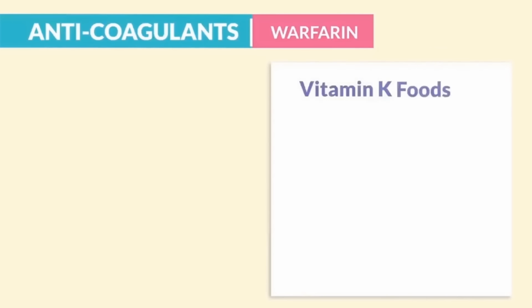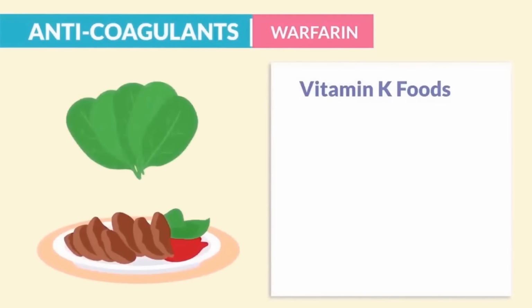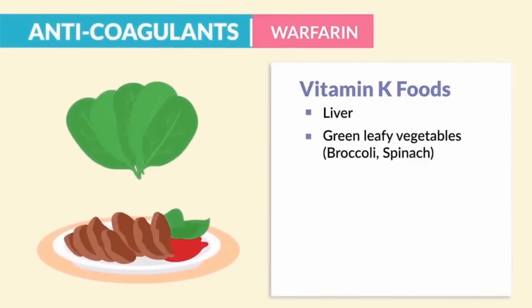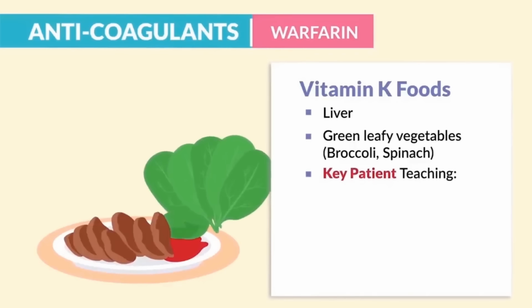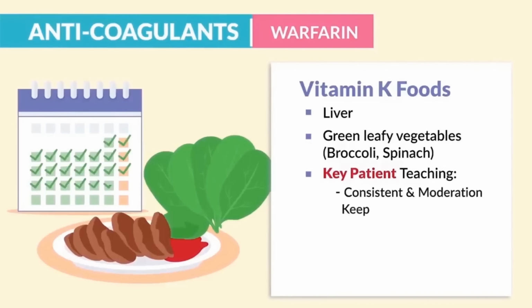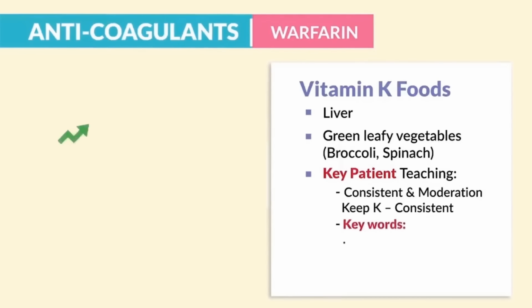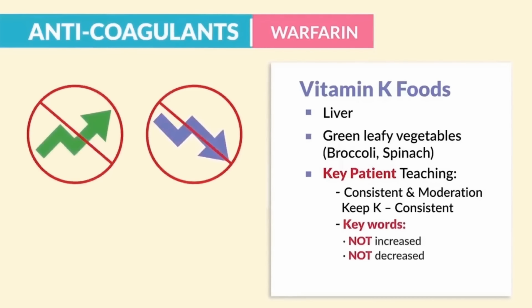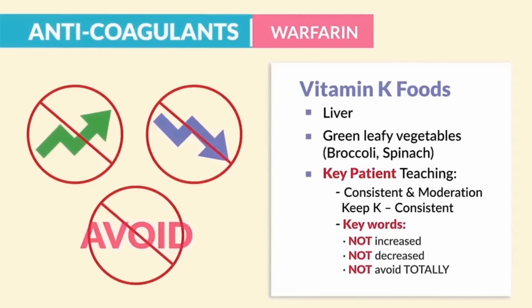Now, guys, vitamin K is found in some very specific foods. Key term here is liver and green leafy veggies like broccoli and spinach. Now, the key point for patient teaching is that it should be eaten consistently, guys, and in moderation. So just keep the K consistent. Keywords are not increased, not decreased, and not avoided totally. Just a nice, consistent moderation.